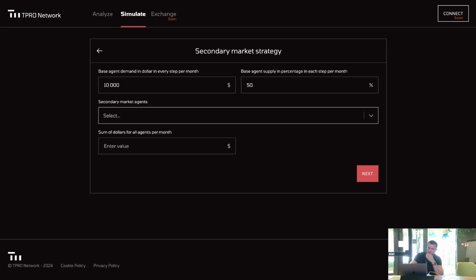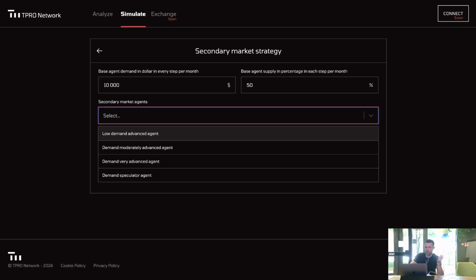Then the other thing is, we have what we call the base agent, which I can also refer to as the average volume on your token. But then you have the secondary market agents, which is more on top of that, on top of the base agents, what is going to happen as well.